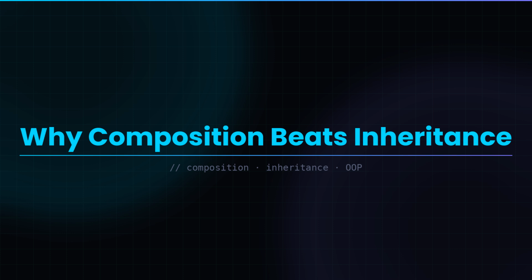And this is not a rare edge case. It is the inevitable destination of deep inheritance hierarchies. Today we are going to pull that hierarchy apart and show you a better way to think about object design. The principle is called composition over inheritance, and it has been the right answer since 1994.